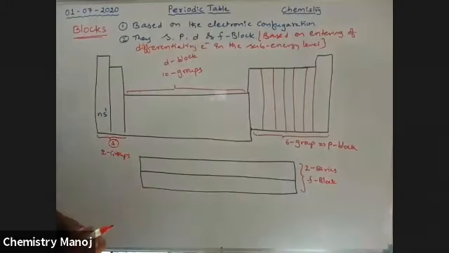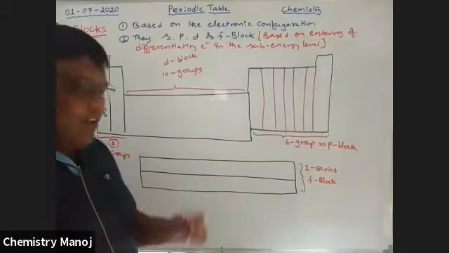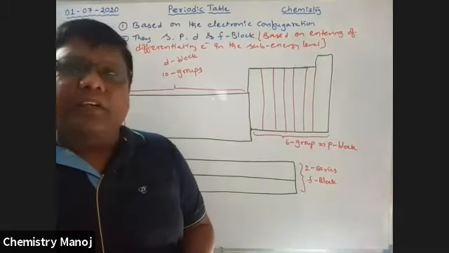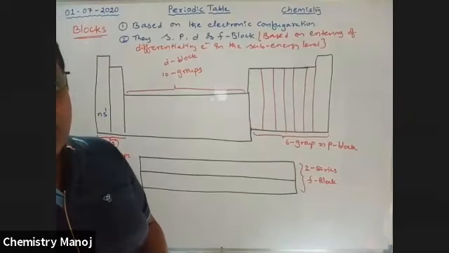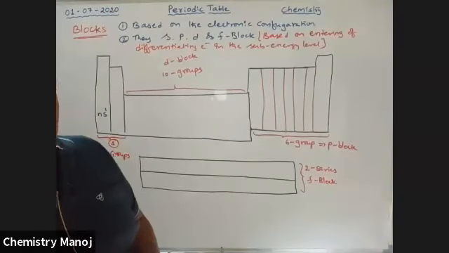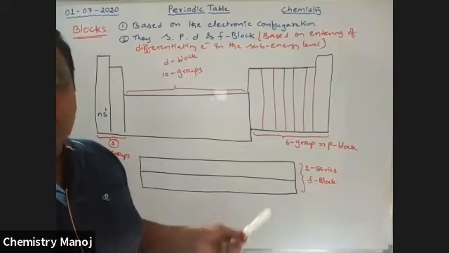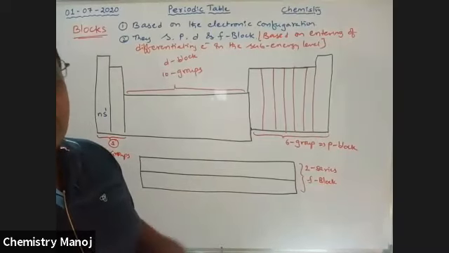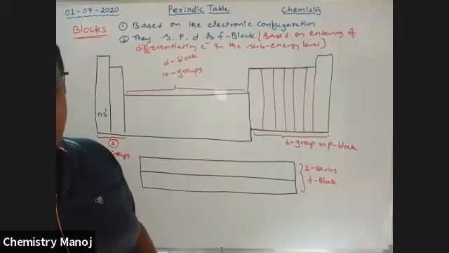So depending on the entering of the differentiating electron in the sub-energy level, meaning S sub-energy level, P sub-energy level, D sub-energy level, F sub-energy level, like that. S, P, D, F are not considered as orbitals. Those are considered as sub-energy levels. In whichever sub-energy level the differentiating electron entered, the element belongs to that block.